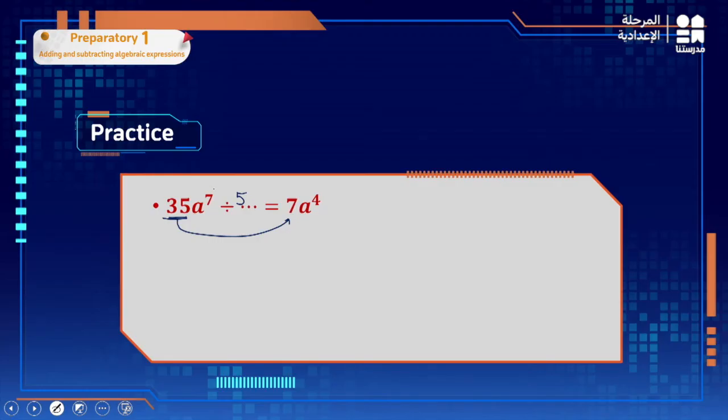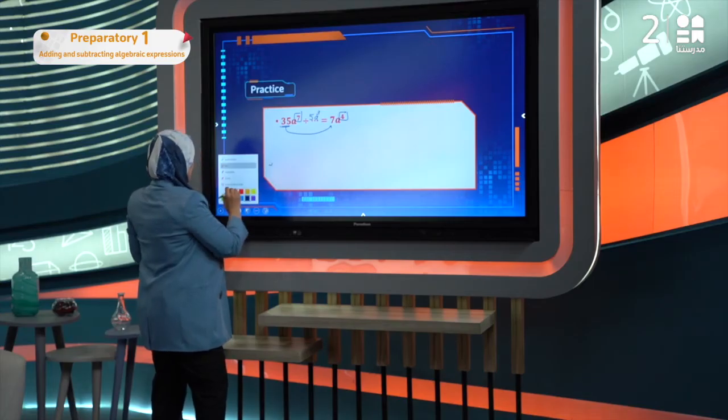We start from a to the power of 7 and we got a to the power of 4. So ask yourself, a to the power of what? When I subtract it from 7, we will get 4. So it's to the power of 3. Okay, to be sure, 35 divided by 5 is 7. Yes, of course. A to the power of 7 divided by a to the power of 3. We are going to subtract the exponents. So 7 minus 3 is 4. So the answer is correct. The second one.